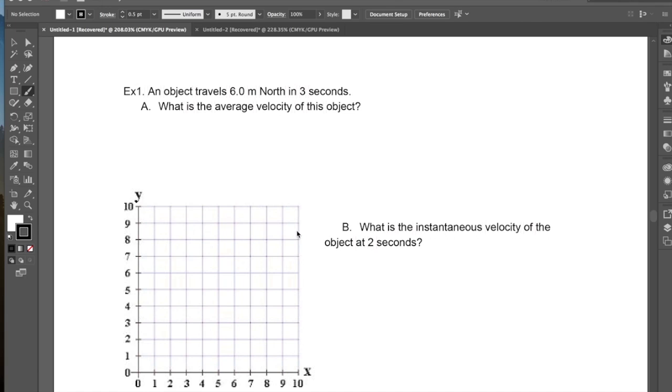So let's take a look at a couple examples of this. In this first example, we have an object that's traveling 6 meters north in 3 seconds. And the first thing we want to find is the average velocity of this object.